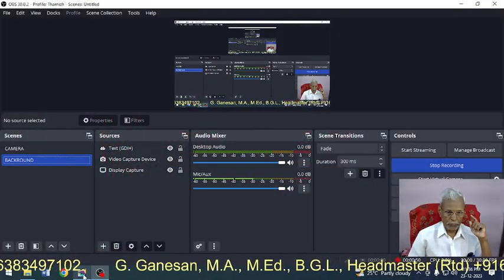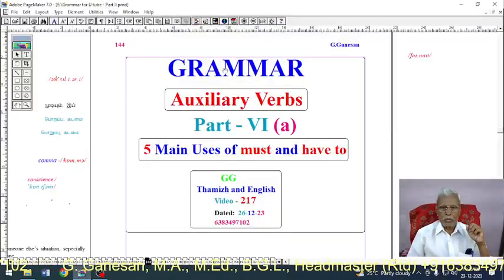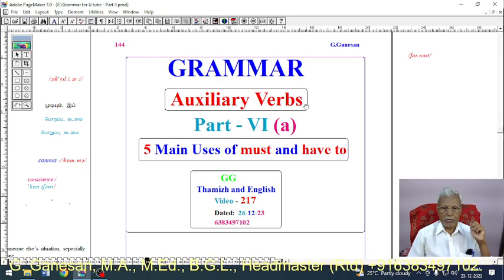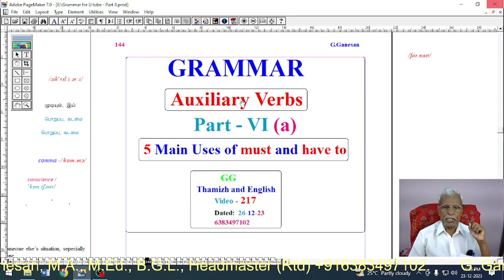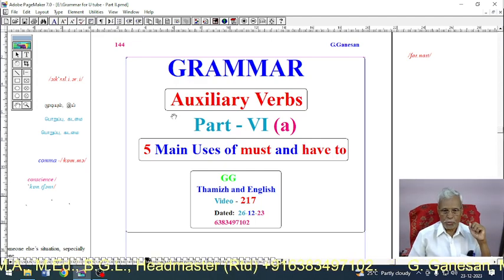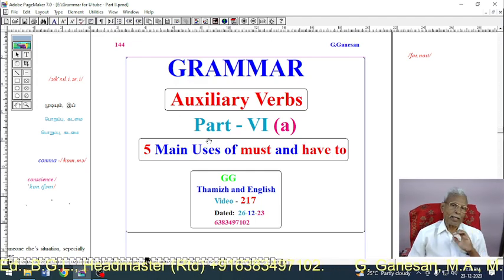Dear students, in this class we are going to see the main uses of must and the difference between must and have to. A very important chapter that we are going to see regarding the auxiliary verbs. Auxiliary verbs, part 68: 5 main uses of must and have to.